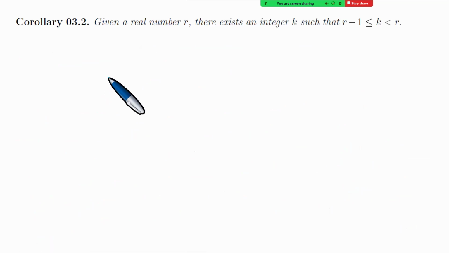Given a real number r, there exists an integer k such that this k can be found between the real number r minus 1 and the real number r. Let us prove this result here. To prove this, we look at the proof.